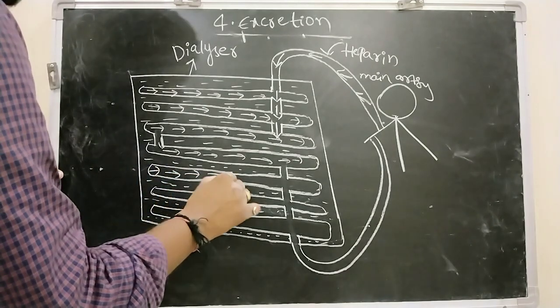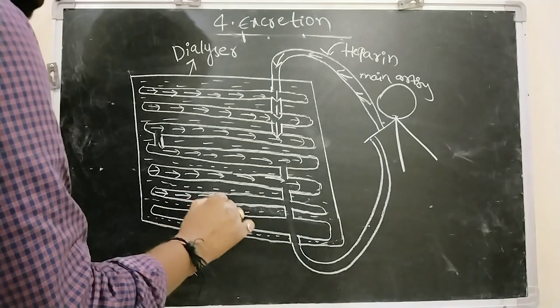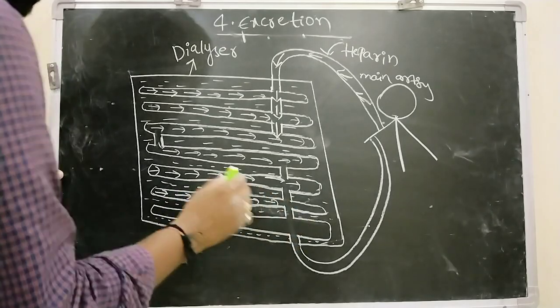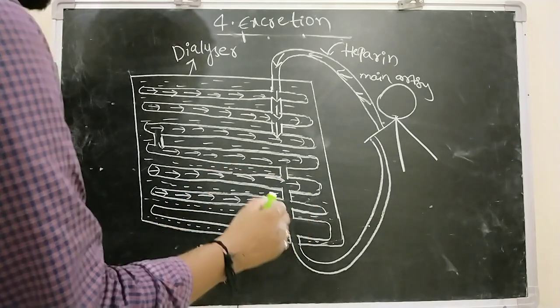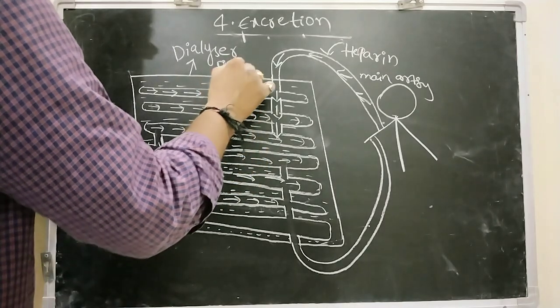So to avoid confusion, we are mentioning here arrow marks. Arrow marks indicate it is blood, whereas the liquid in the middle is the dialyzing fluid.